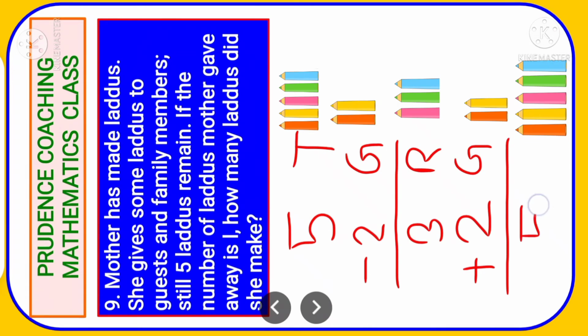That is 3 plus 2, 5. So this 5 is the total number of pencils which you had in the beginning.